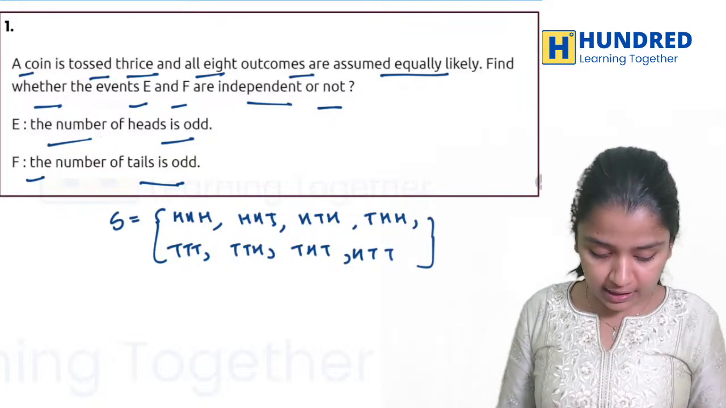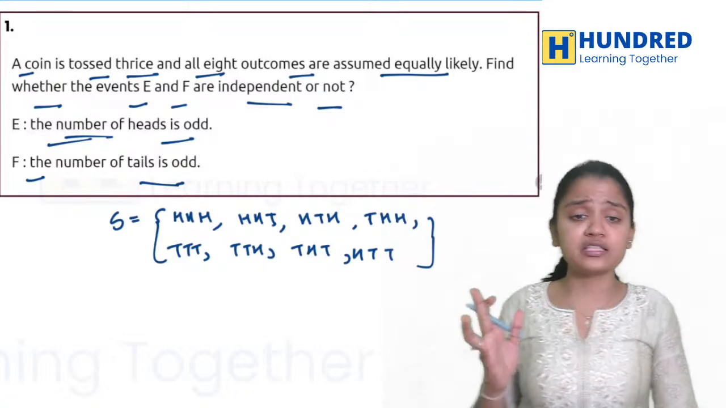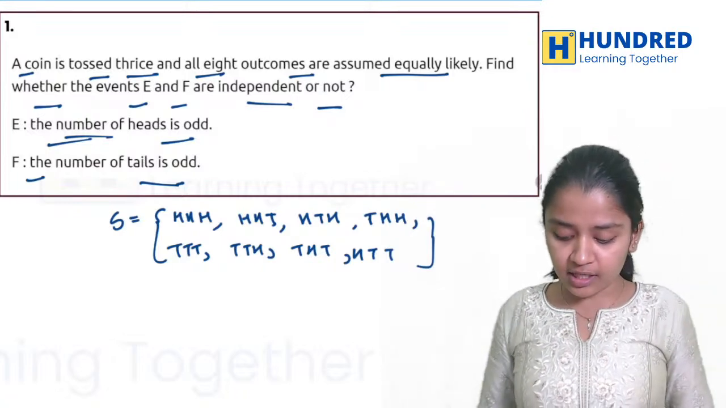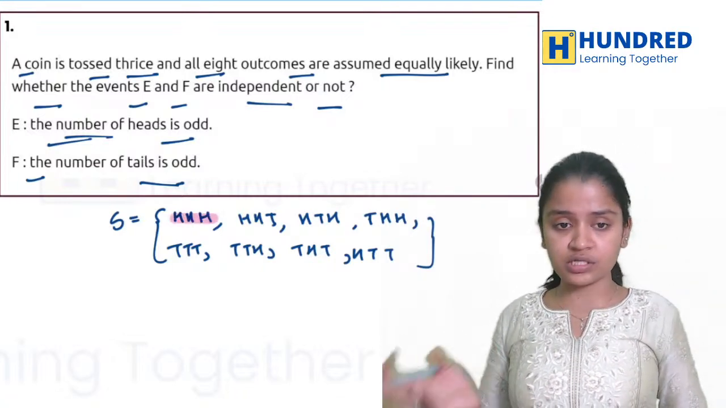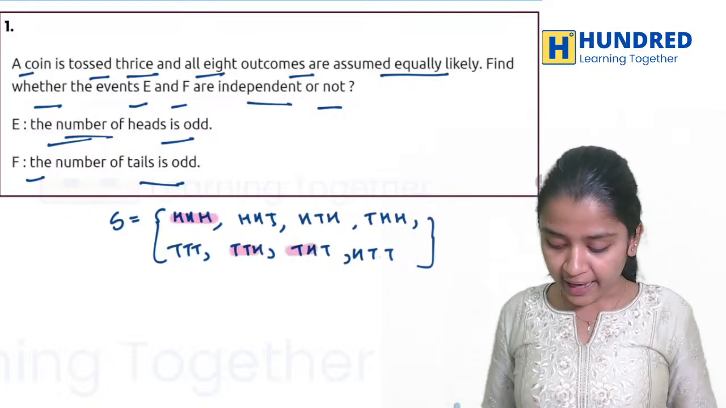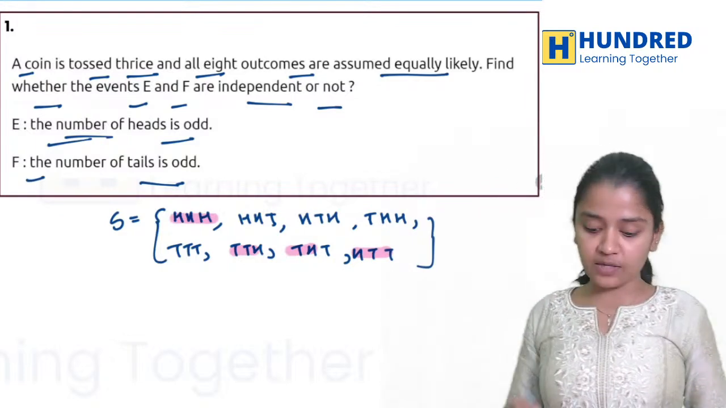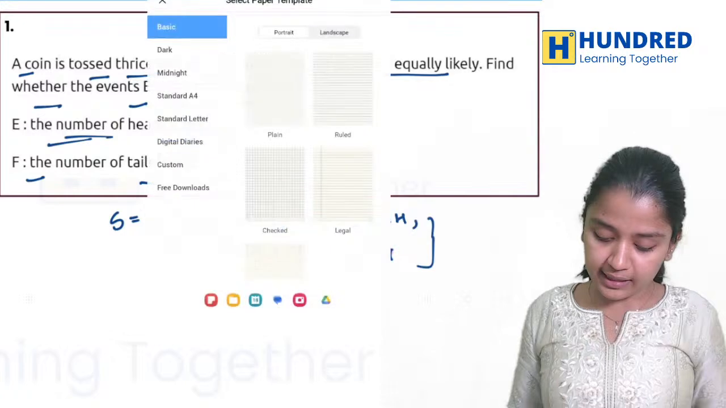Now the number of heads is odd. What is odd? Here you are having 3 heads which is odd. So here again you are having 1 head which is odd. 1 head odd, 1 head odd. The remaining one has 2 heads, so that is even. So basically what is my E?